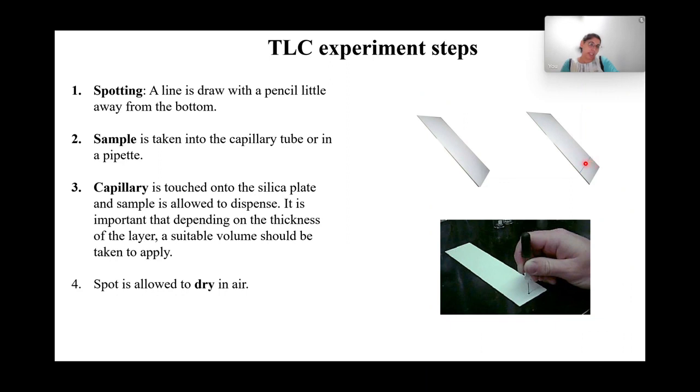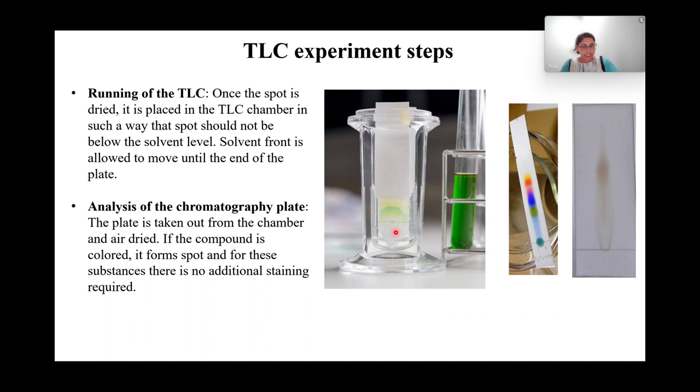So that's the second step, where the sample is loaded into a capillary tube and you make a spot here, and you allow the spot to dry because you want it to move with the solvent, with the mobile phase. So you allow it to dry, and then you run it. And how do you do that? Once your spot is dried, you place it in the TLC chamber in such a way that the spot is not below the solvent level. The solvent front is allowed to move until the end of the plate. So you keep noticing your solvent front, it should move till the end of this plate, or at least somewhere here.